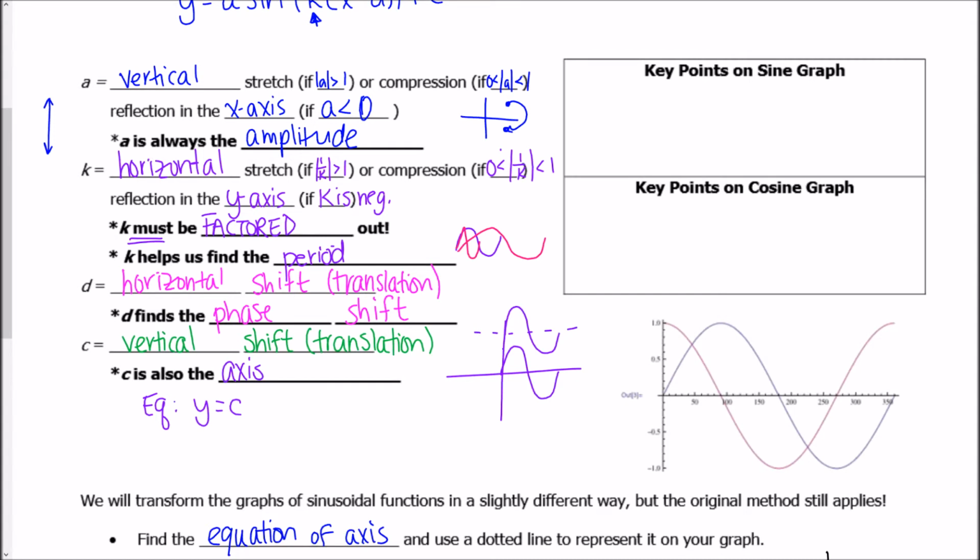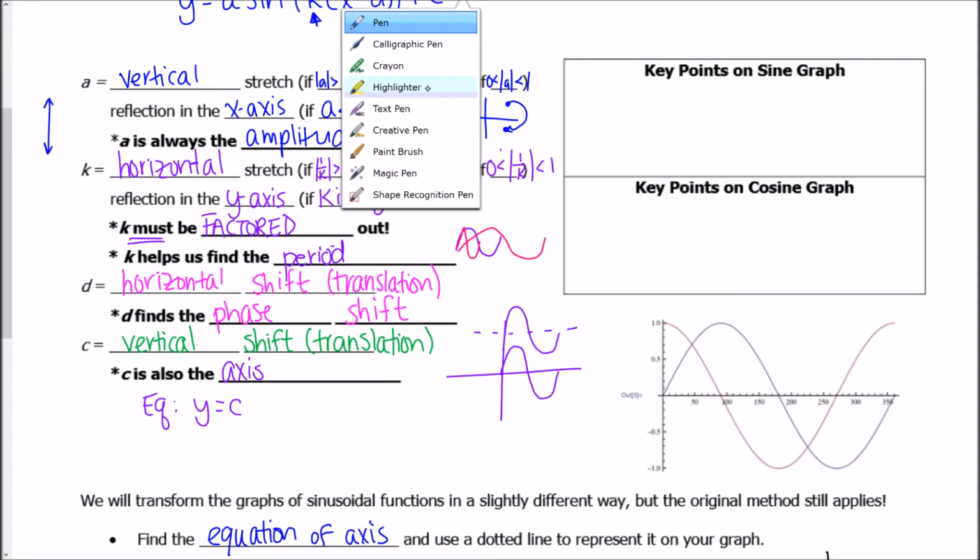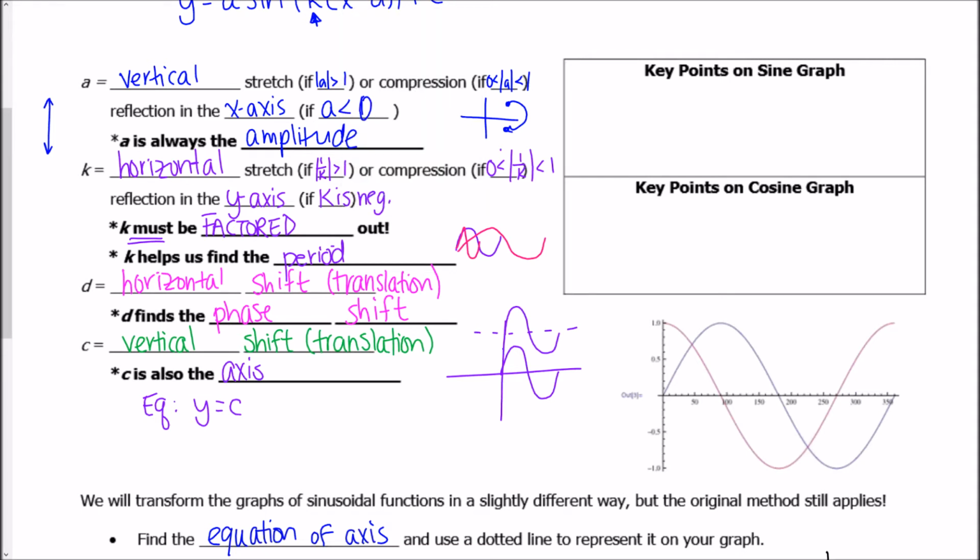So for our sine graph, the key points that we have are going to be where the axis is originally. And remember, sine will always start on the axis. Cosine starts at the maximum, okay? So sine will start on the axis, and then it will reach the axis again at 180, and then it will reach the axis again at 360. So those are 3 critical points. But we also have the maximum, which will happen at 90 degrees, and the minimum, which will happen at 270 degrees.